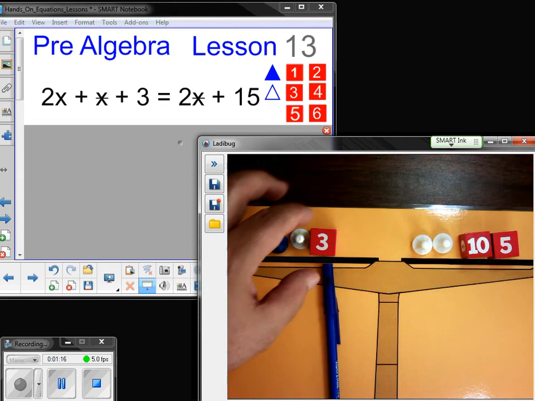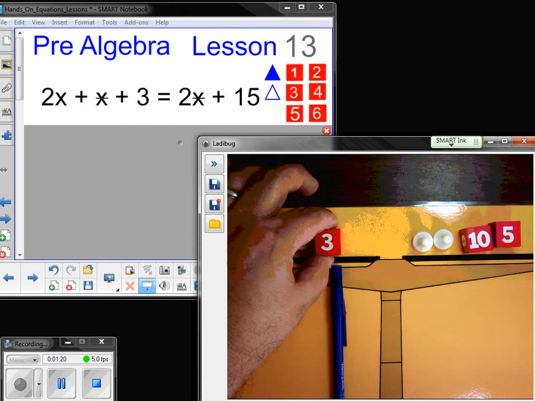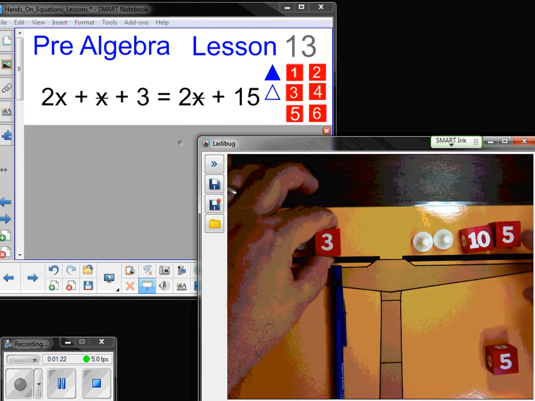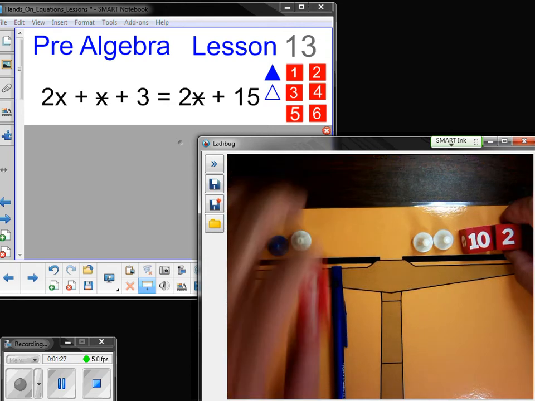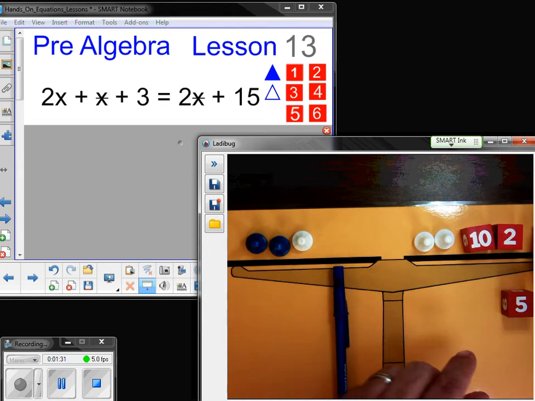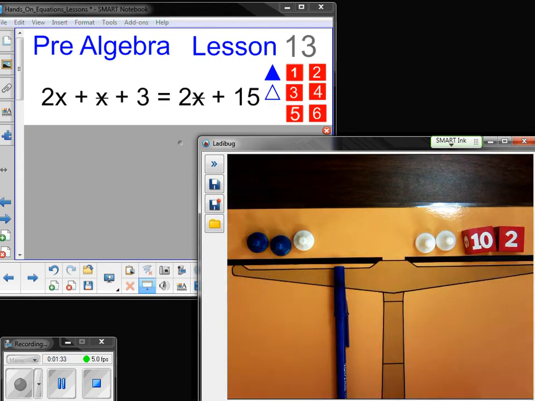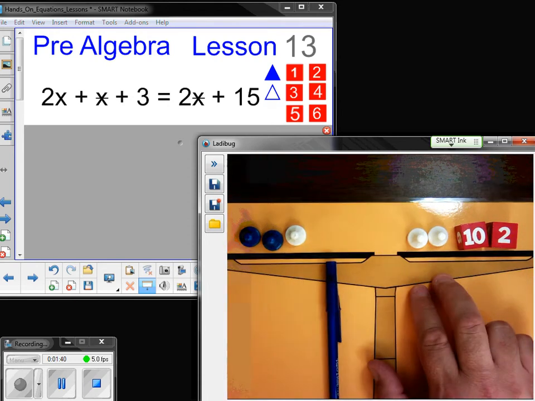If I take 3 away from this side, this other side had to be 3 and 2. So I can take away the 3, because 3 and 2 made the 5. So if I take the 3 away, I can make it 12. Now I only have the number on one side. Well, that tells me I need to eliminate the 2 stars here.